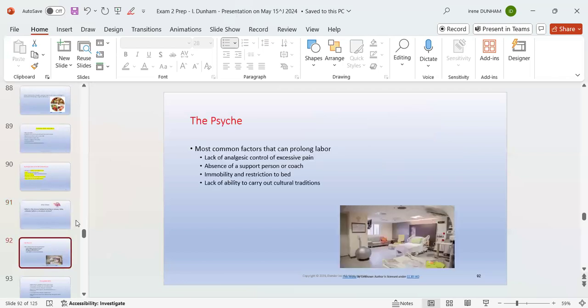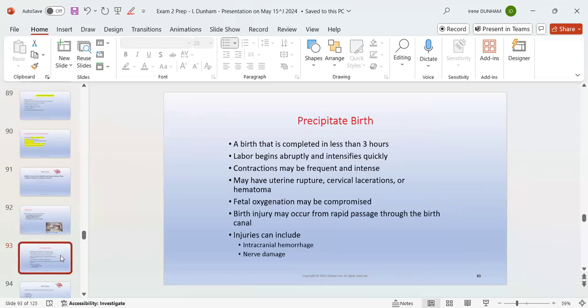All right, let's see what we got here. We talked about the psychic. We already talked about prolonged labor. Okay, I kind of touched upon the precipitous birth, and I said it was less than 3 hours. It's labor and birth all within 3 hours.